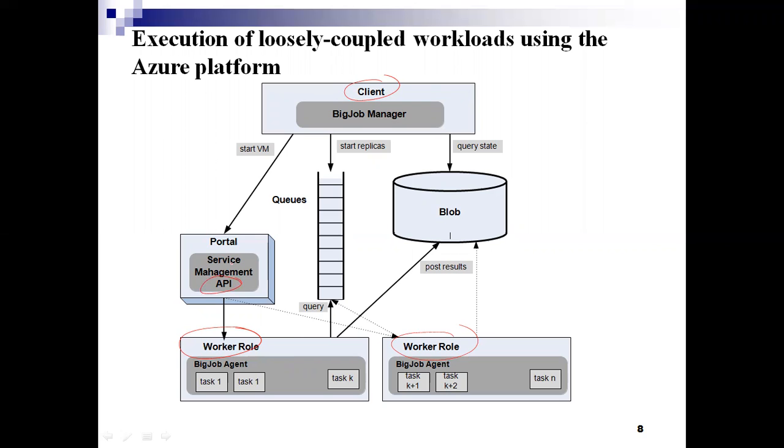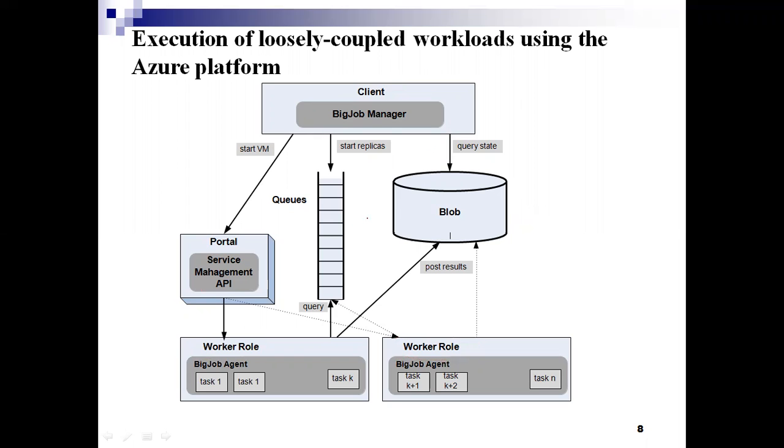Then next we have the blob also, that is the Azure blob that we have. This talks about the query state. They are going to post the result into this, which acts as a database here, and whatever queries we get from the client, we direct to this particular database and we'll get the result. We'll explain in detail how it actually works.